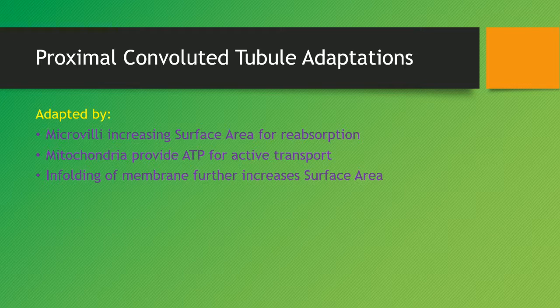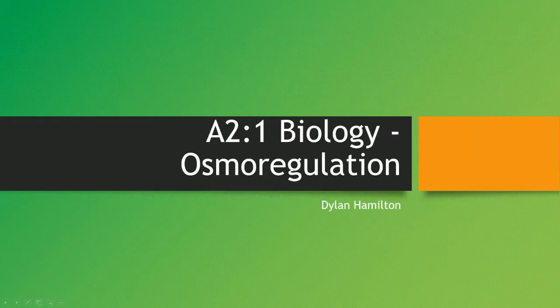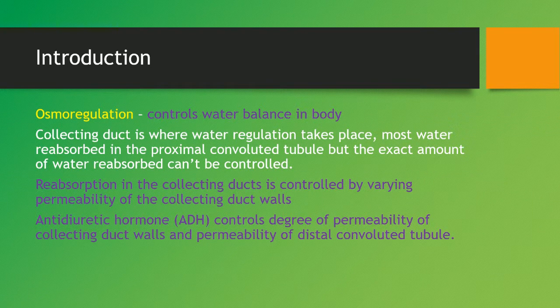Let's move on to osmoregulation. So here we are now on osmoregulation. We're just going to get straight into this. Osmoregulation essentially is the controlling of water balance in the body. Now, the collecting duct is where water regulation will take place, second mostly to the proximal convoluted tubule.